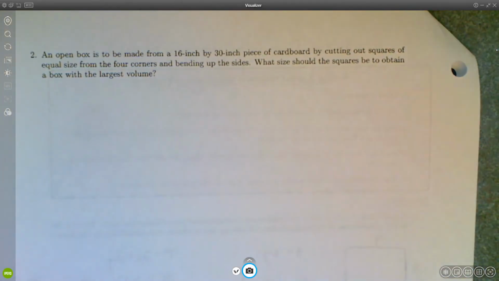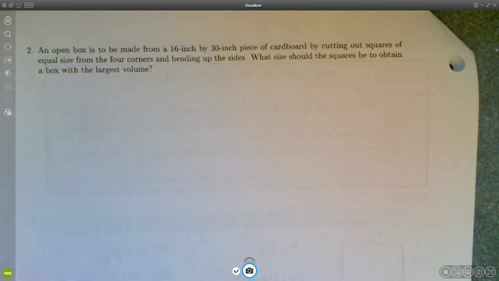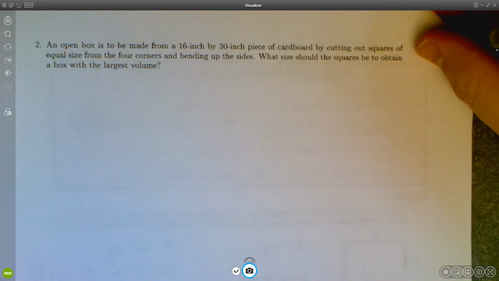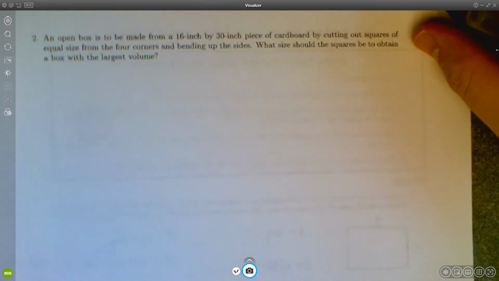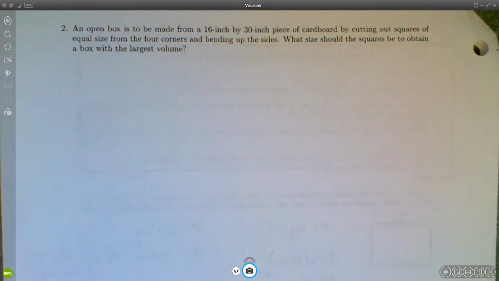Let's look at another. So number 2 says, an open box is to be made from a 16-inch by 30-inch piece of cardboard by cutting out squares of equal size from the 4 corners and bending up the sides. What size should the squares be to obtain a box with the largest volume?